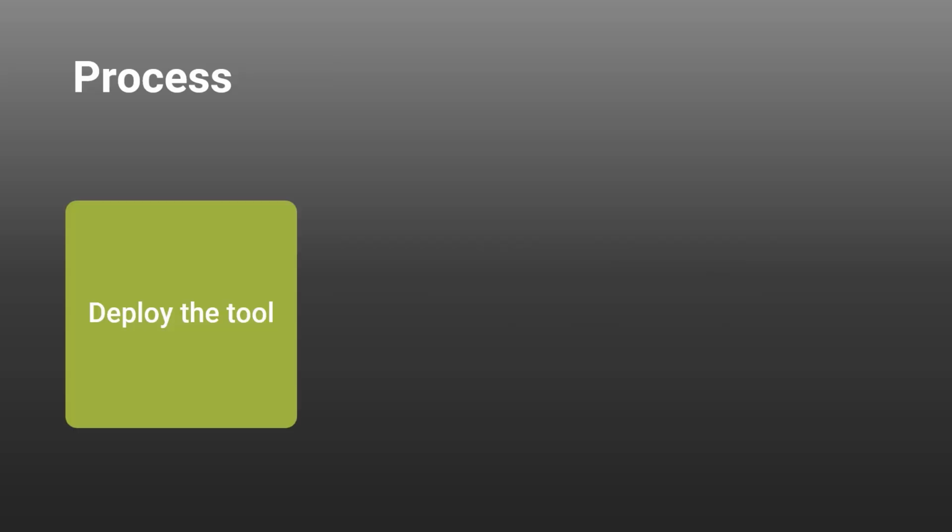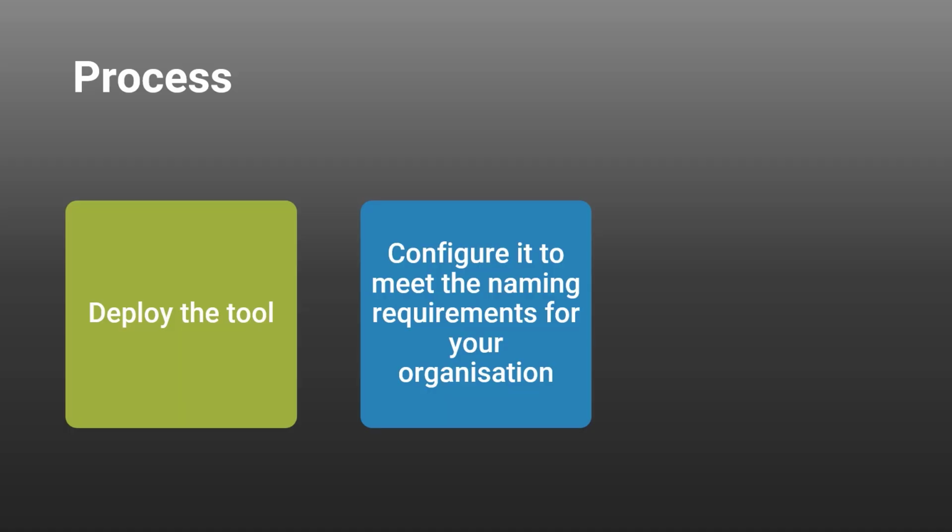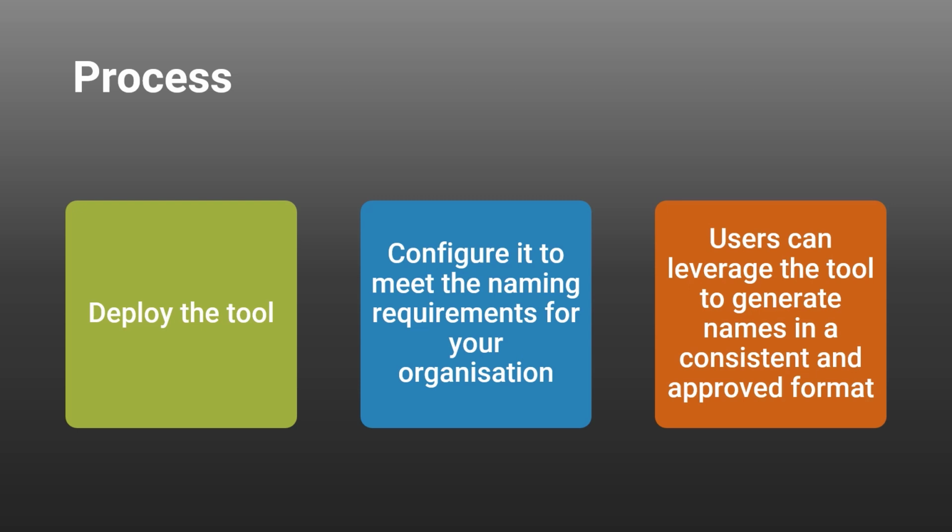So the last slide here, what does this process actually look like? Well, from a high level, we're going to start with deploying the tool. And like I said, I'm going to do that just in Docker Desktop here, but you can do it anywhere a Docker container can run, or an Azure web app, or an IIS website, or wherever you like. I'll then go through the process of showing you how you can start to configure it to meet the naming requirements for your organization. And then from there, users would then be able to leverage the tool to generate names in a consistent and approved format.